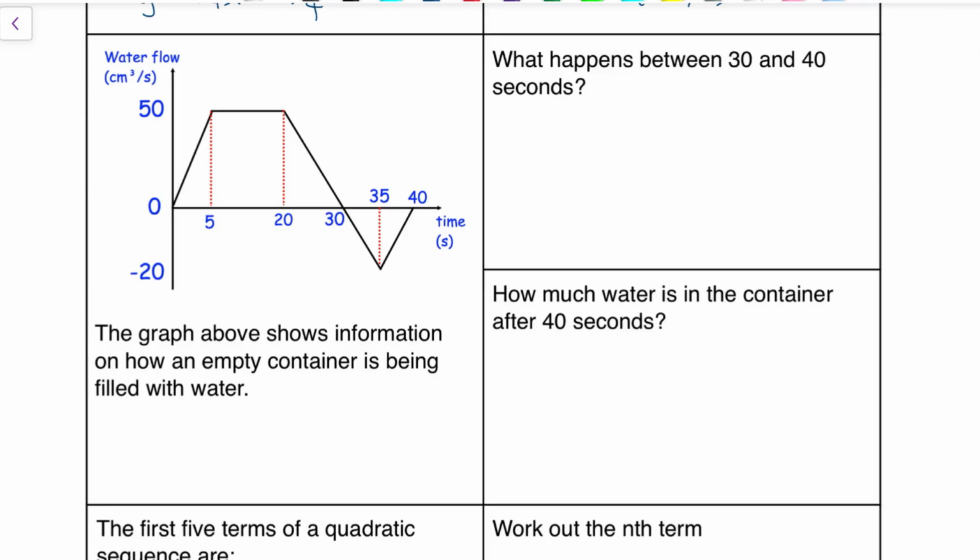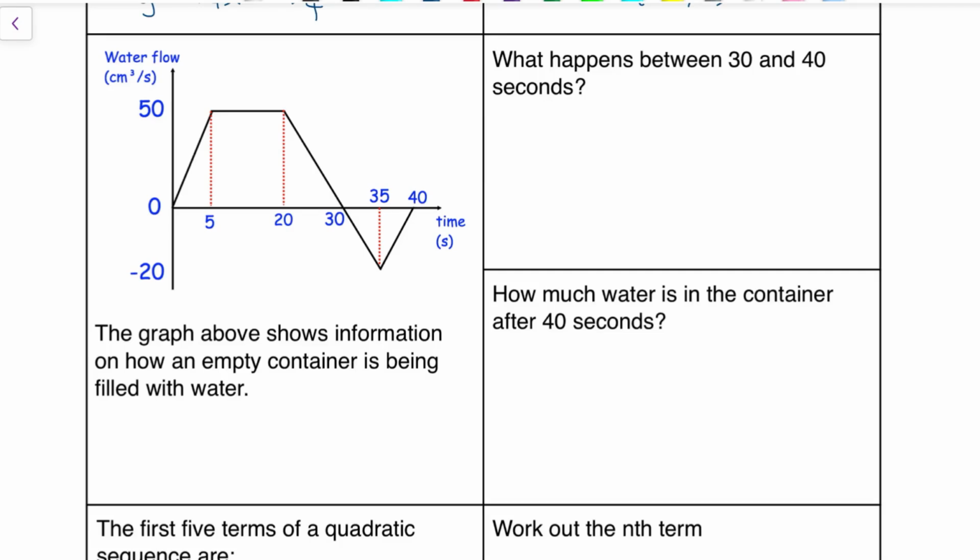What do we have? Water flow, graph shows. Okay. This is quite a clever rewording of a speed, distance, time question, isn't it? So graph above shows information. What happens between 30 and 40? How much water? Yeah, okay. It's basically getting you to understand that the area underneath the graph is the amount of water, where under is negative water and above is positive water. So the first part of the question is just getting you to lead to the second part.